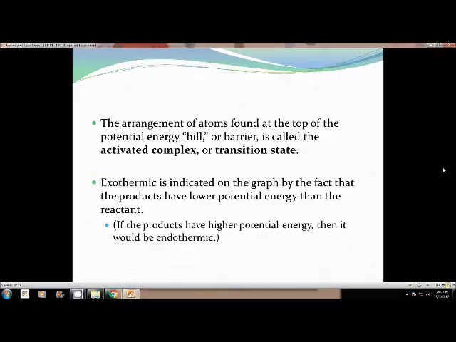This is found when the reactants have moved around, but they're not quite where they're supposed to be for the products yet. Exothermic is indicated on this graph when the products have a lower potential energy than the reactants. Endothermic happens when the products have a higher potential energy. This makes sense because exothermic means releasing heat and endothermic means gaining heat, so it makes sense to follow this trend.